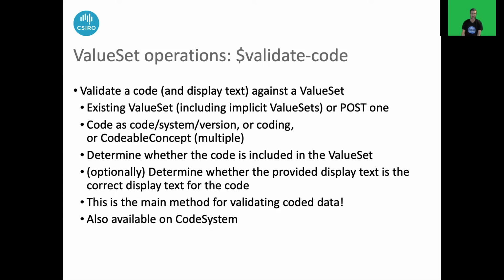So this is the main method that we can use for validating coded data and its membership in a value set. There is also a corresponding operation on the code system resource that doesn't check whether the code's in the value set, but it checks whether the code is a valid code in the code system itself.